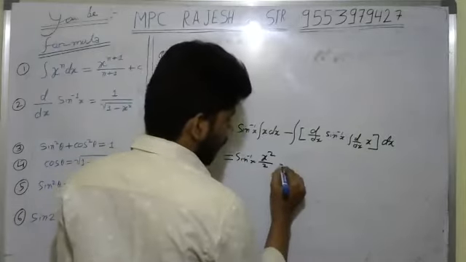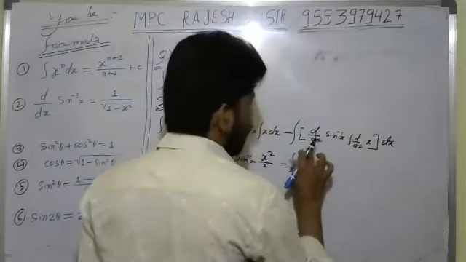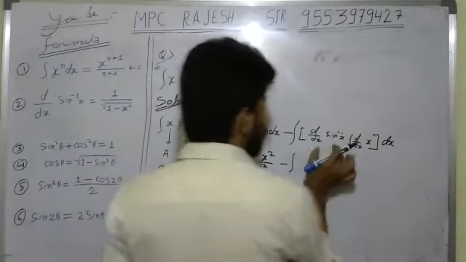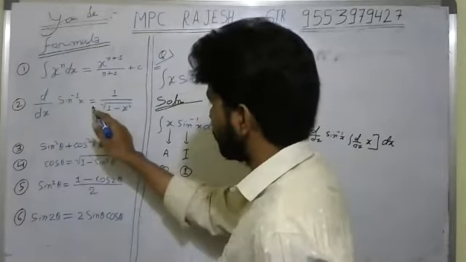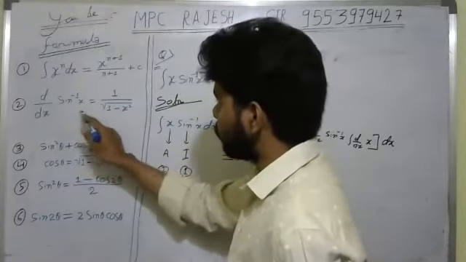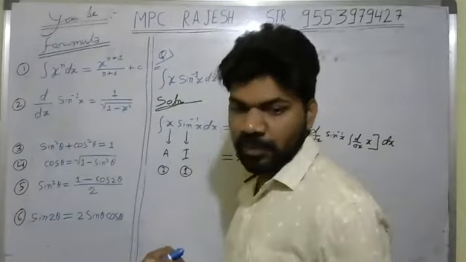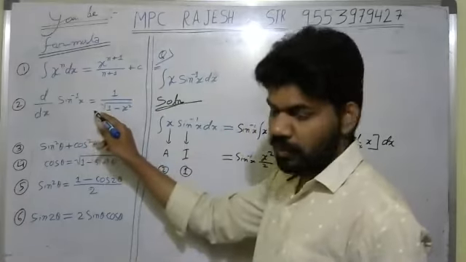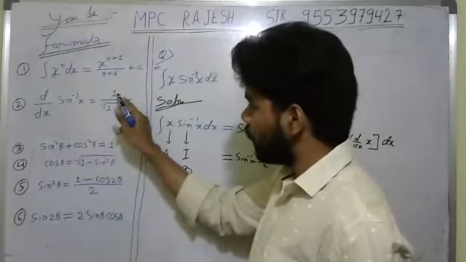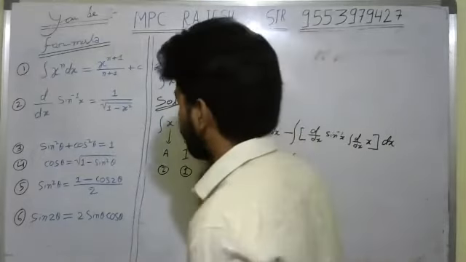Minus, this will be sine inverse x. So what is the differentiation of sine inverse x? Differentiation of sine inverse x will come as 1 by square root of 1 minus x square. You already learned this in the previous chapter on differentiation. That is the second formula we are going to use here.